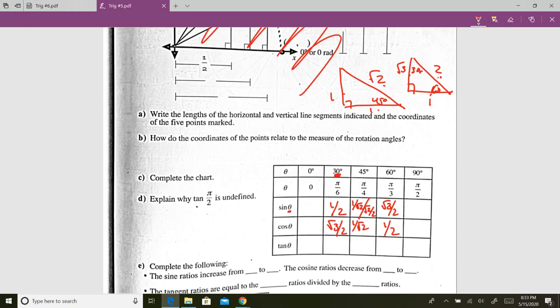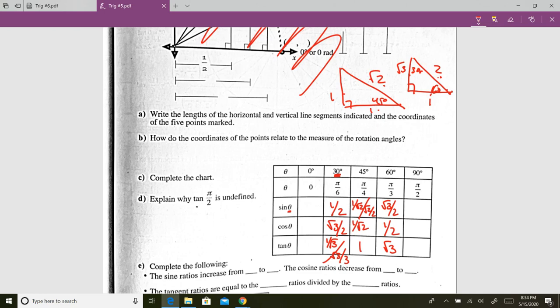Tan, again, do the same thing. Tan of 30 is opposite over adjacent, so it's 1 over root 3. Again, you could rationalize it as root 3 over 3. I don't care. Tan of 45 is 1 over 1, so it's just 1. And tan of 60, look here, tangent is opposite over adjacent, so it's root 3.